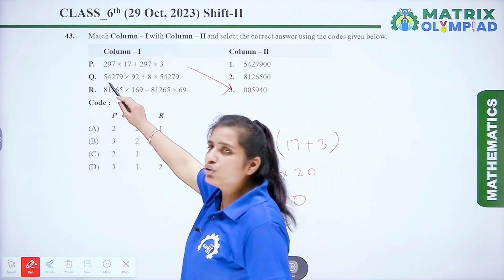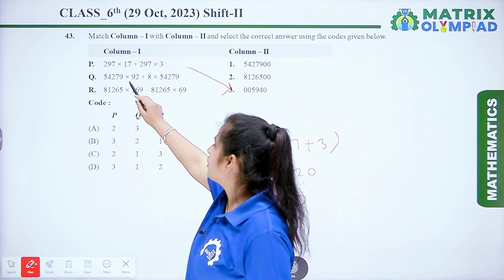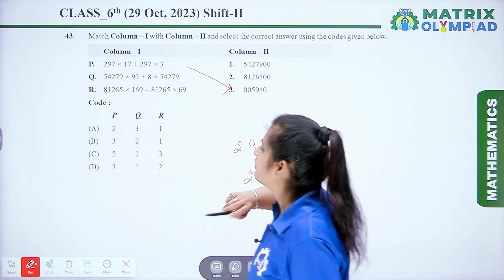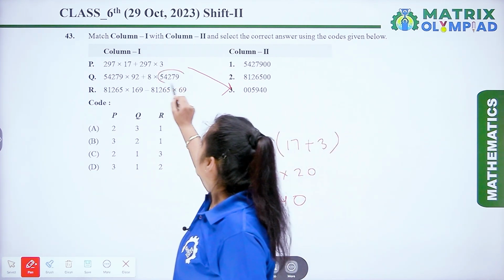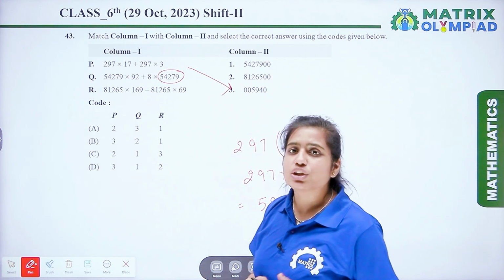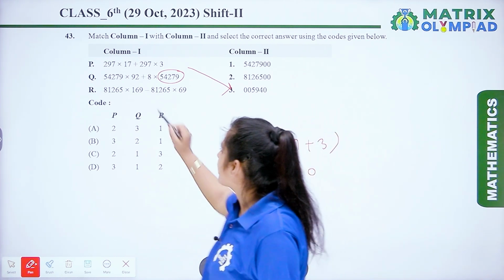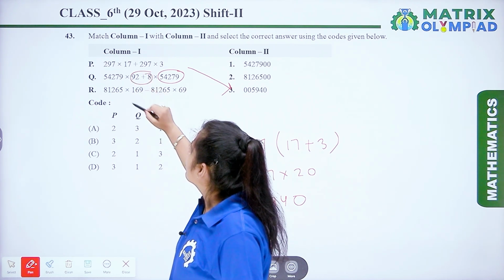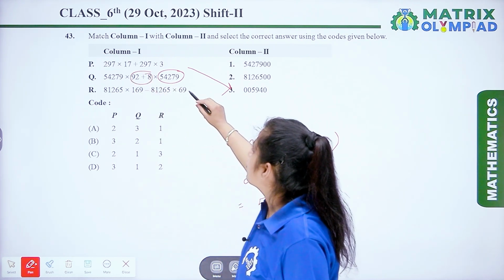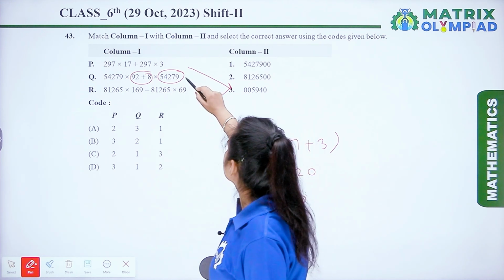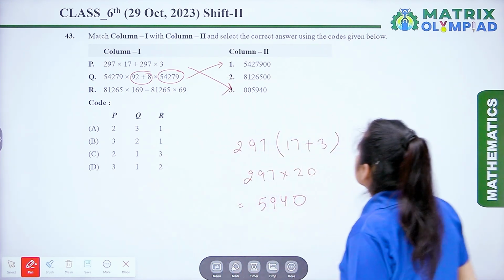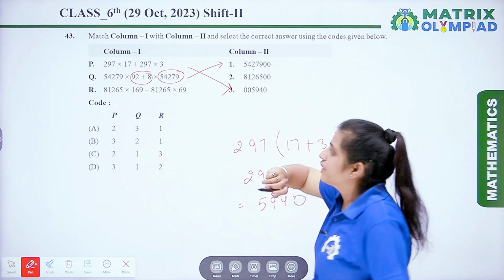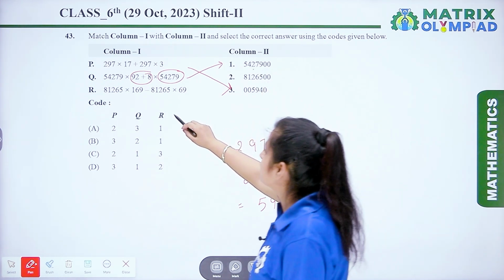Now here 54,279 multiplied by 92 plus 8 multiplied by 54,279. Here 54,279 is common and 92 plus 8 is 100. So 54,279 multiplied by 100 is this. That is 54,27,900.